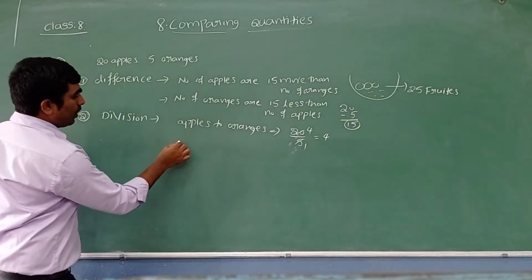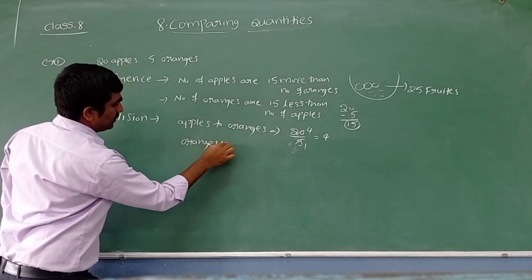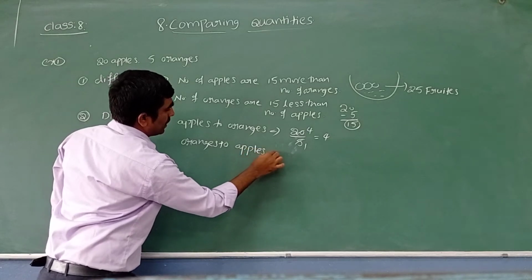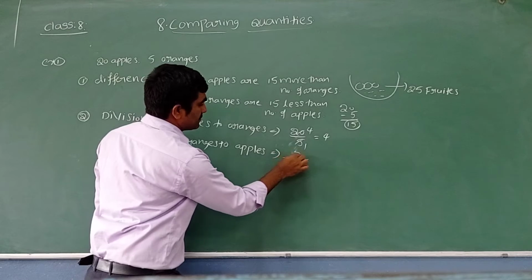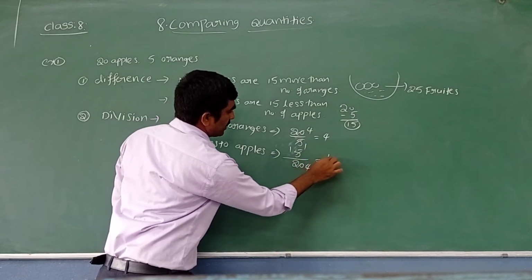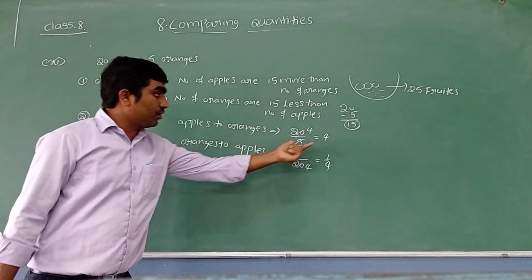Now let me compare oranges to apples. First we take oranges. How many are there? 5 oranges. Apples, 20. 5 ones are 5, 5 fours are 20. So I got 1 by 4. By comparing with the division method, I got these results.